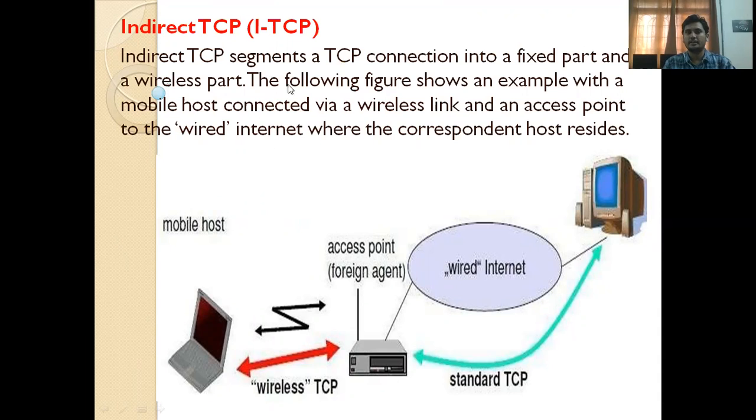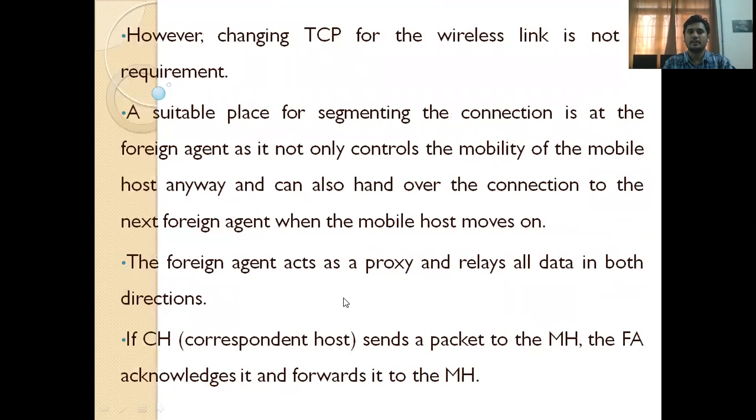What happened in indirect TCP? Some part is a wired communication network, and some part is wireless TCP. Here there is the fixed host, access point, and mobile host. The fixed host sends a data packet to the access point. Thereafter, the access point sends that data packet to the mobile host. If any data loss happens, we again want the data packet from the fixed host. That is a major disadvantage in indirect TCP.